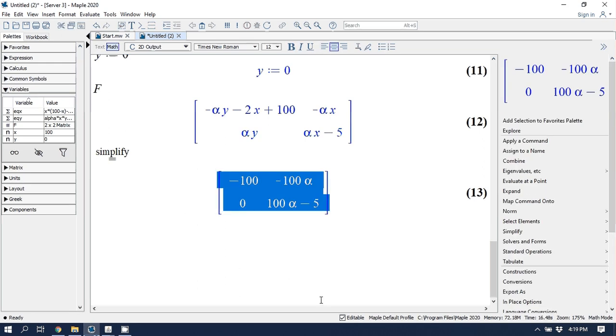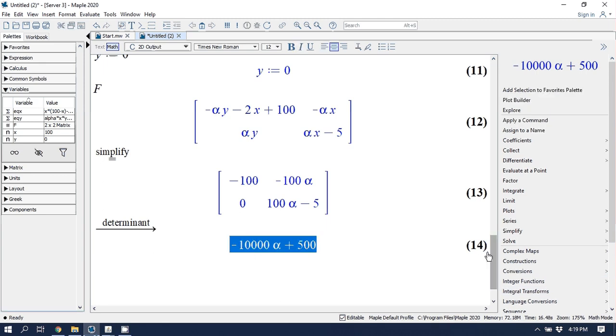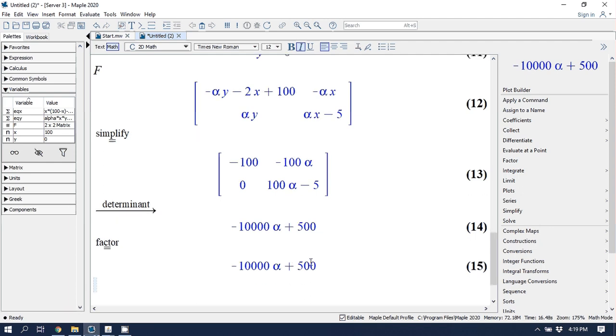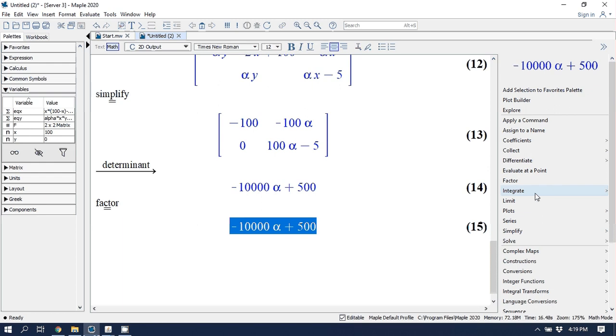So let's say you want to do this with Maple. Highlight, look at the right hand side, you have various commands. One of them is standard operations, and one of them is the determinant. If you want to factor the determinant, again, you can highlight and then choose factor. And for some reason, it doesn't factor. I don't know why. No idea why it doesn't happen. But anyway, you can pull out 500. That's weird.